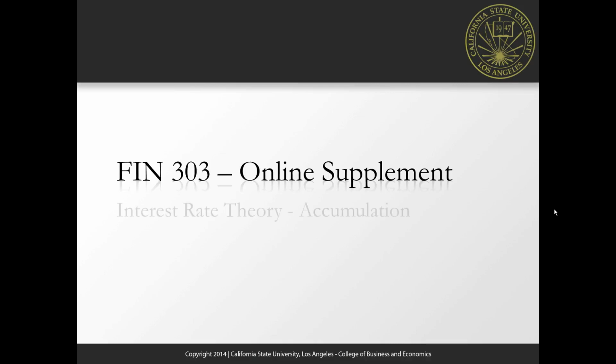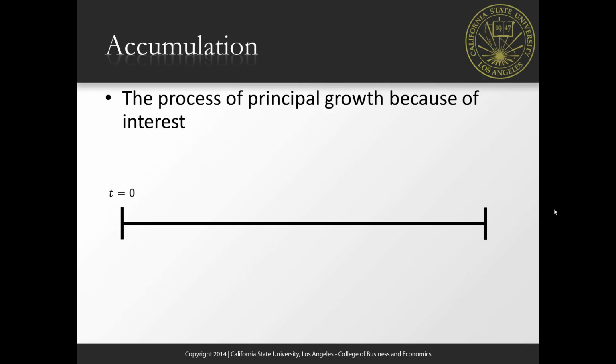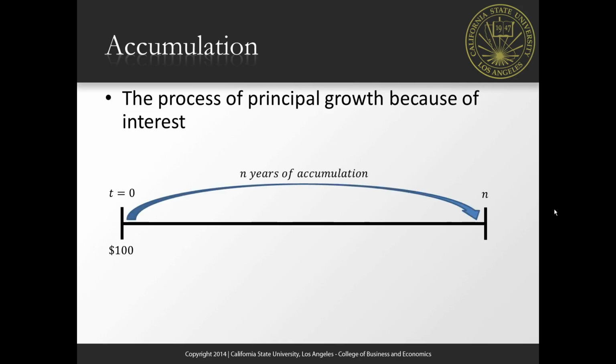In this video, we're going to be talking about interest rate theory, more specifically, accumulation. So accumulation is the process of principal growth as a result of earning interest. For instance, if at t equals 0, that is today, we were to deposit $100 into an interest-bearing account, the question that we would want to have answered is, after n years of accumulation, how much is that $100 going to be worth?